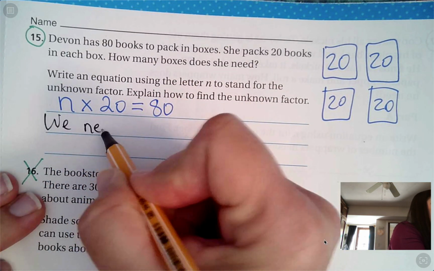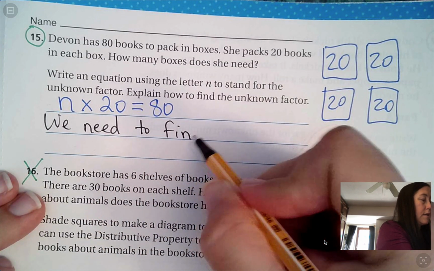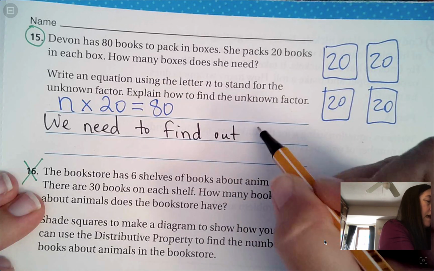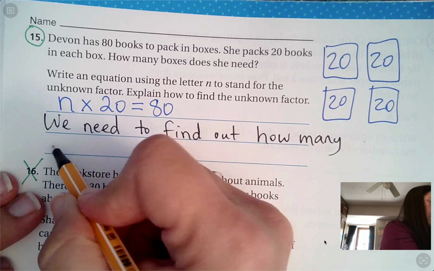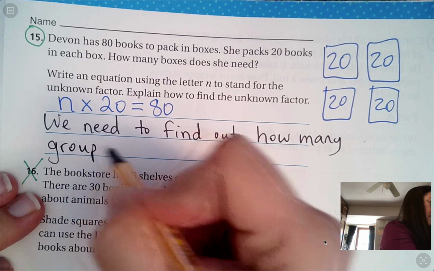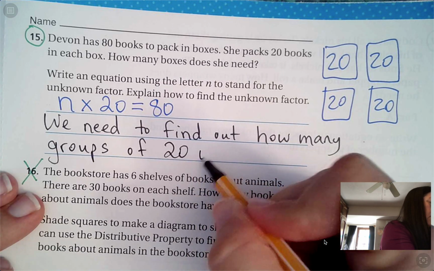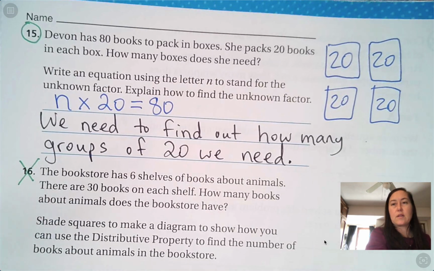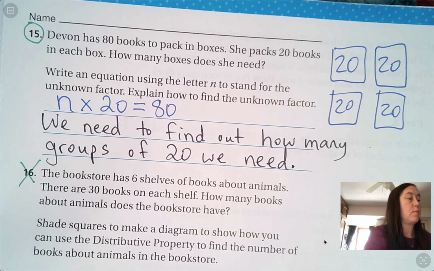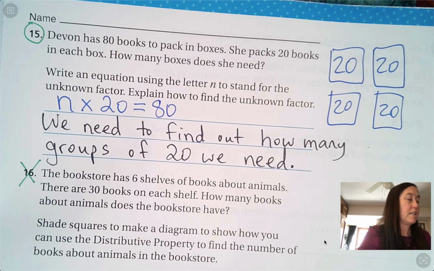We need to find out how many groups of 20 we need, or she needs. Okay, so that's what we're trying to figure out. How many groups of 20? We know she's putting them in groups of 20, in boxes of 20. So we need to know how many groups.